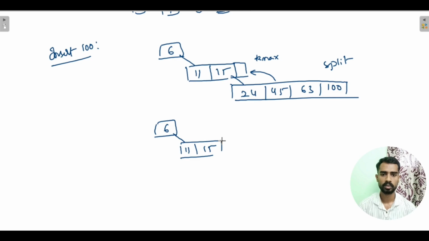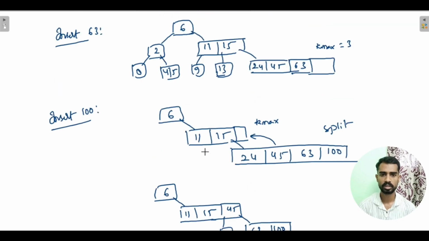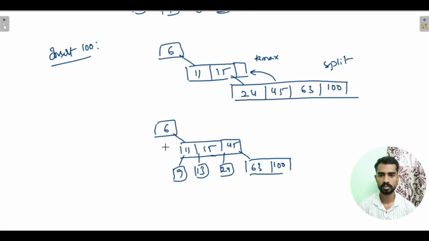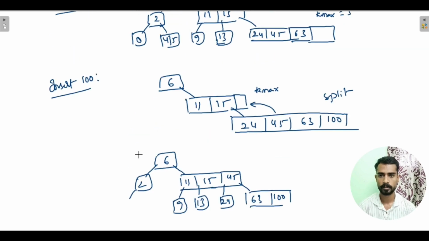Okay, so now what happens after this split operation? So 45 will go up, 45 goes up, and whatever is left on the left side of 45, which is 24, is going to become the left child, and 63 and 100 is going to be the right child of the 45, and the remaining nodes will be in the same position. So here if you see, 15 is having a left child, which is 13, and 11 is having a left child which is 9, and then we have 6, with a left subtree which is 2, and for 2 we have 0 as left child, and 4 and 5 as right child.